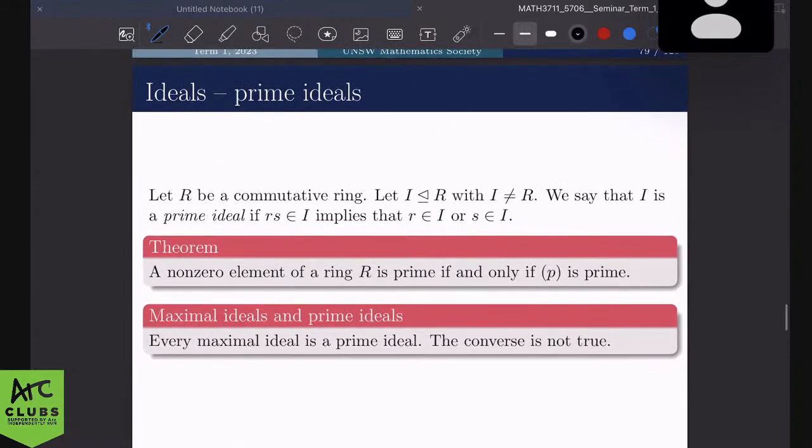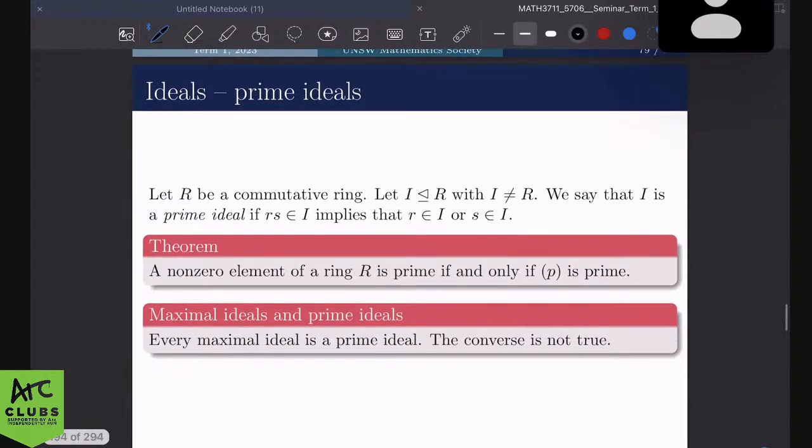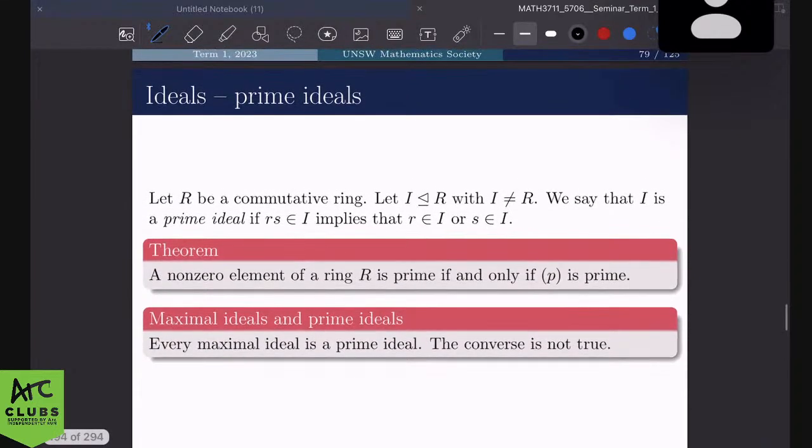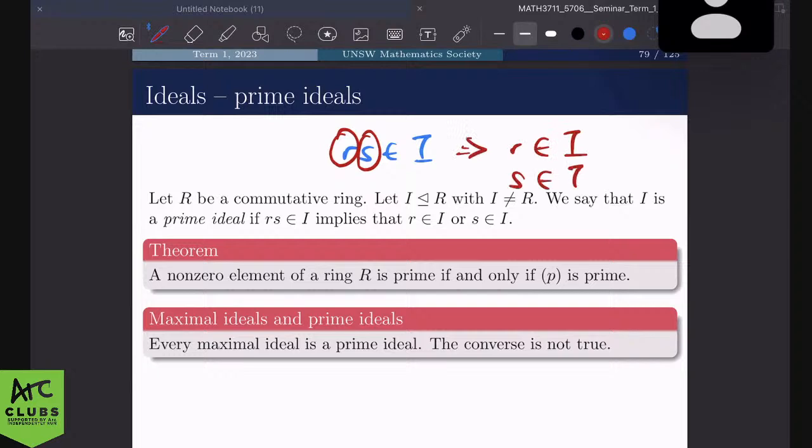Another type of ideal is prime ideals. So let's think about that. Basically, I is a prime ideal if rs being in the ideal implies that one of these two needs to be in the ideal. Okay. So either r is in the ideal, or s is in the ideal. Right. That's what prime ideal means.